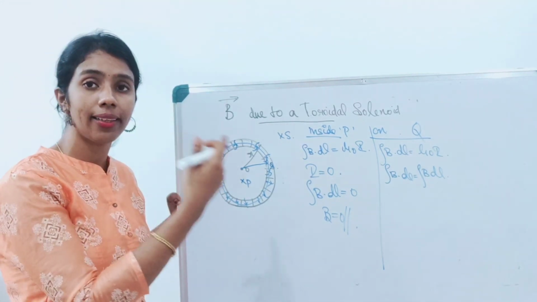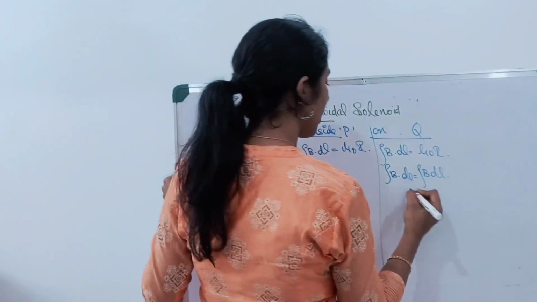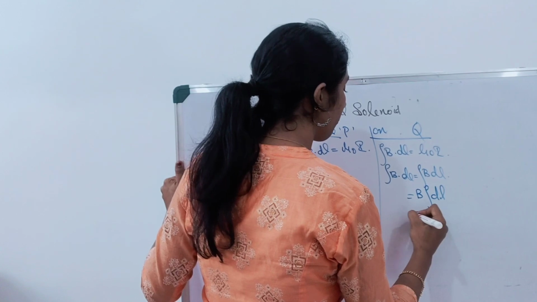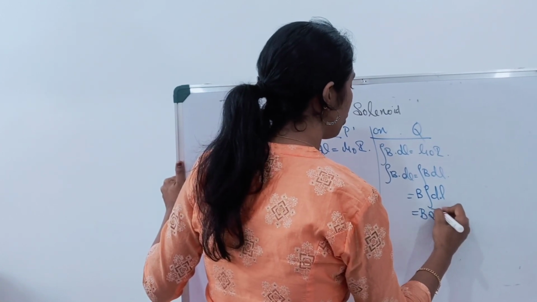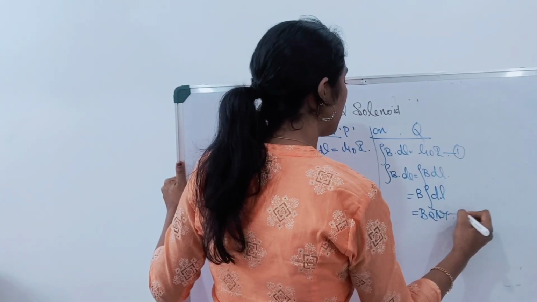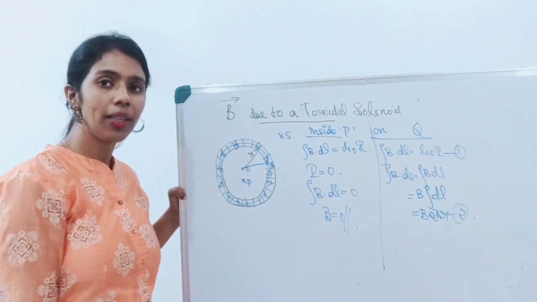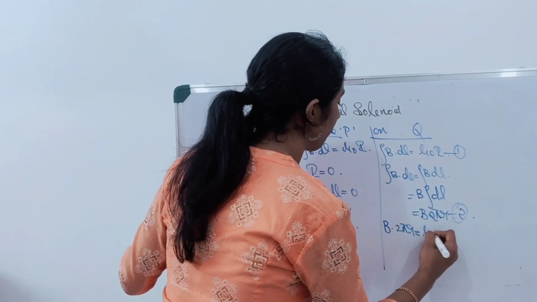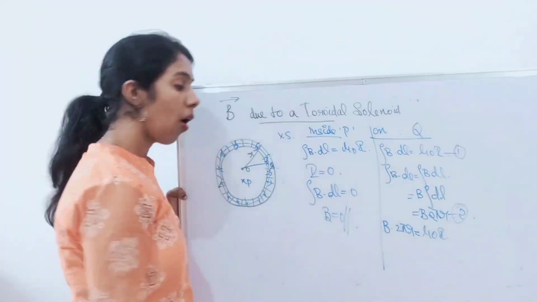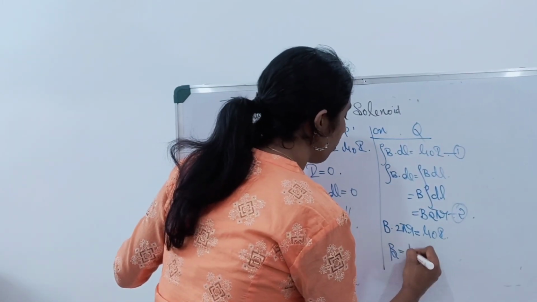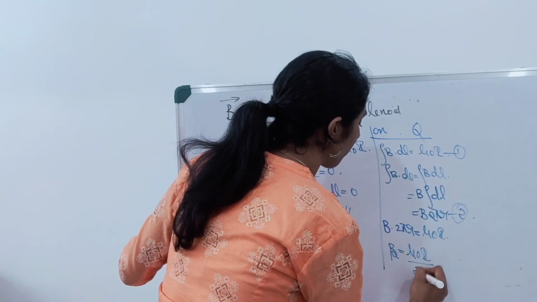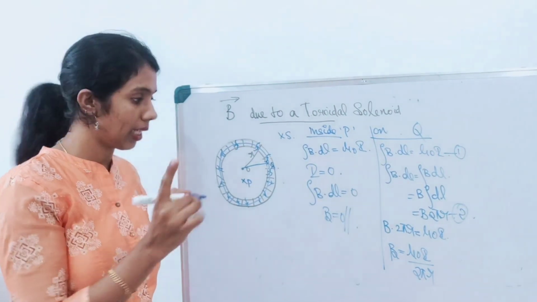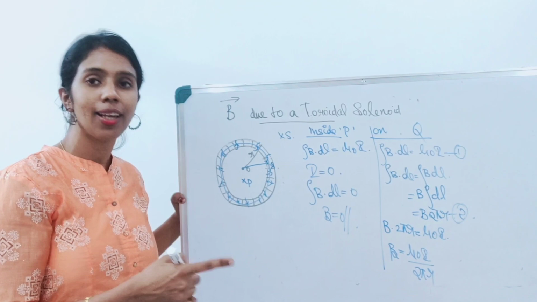So integral B dot dl can be written as B integral dl, where integral dl is the circumference of the circle. So I can write it as B into 2 pi r. Let this be equation number 2. Equating 1 and 2, we can write B into 2 pi r is equal to mu 0 I, or B is equal to mu 0 I divided by 2 pi r. So this is the equation for magnetic field for one turn, that is B is equal to mu 0 I divided by 2 pi r.